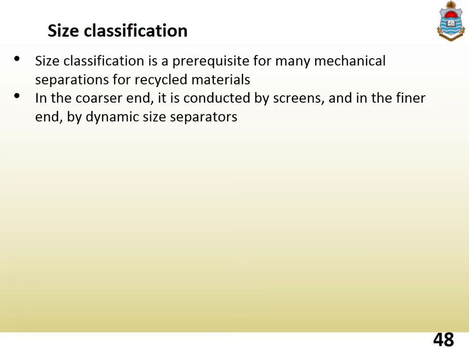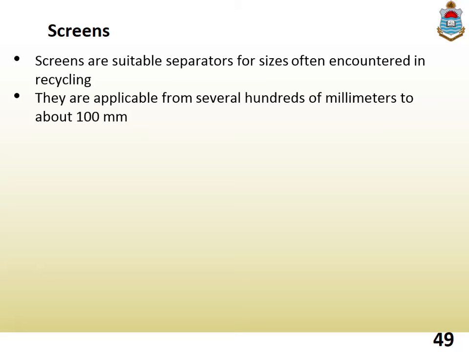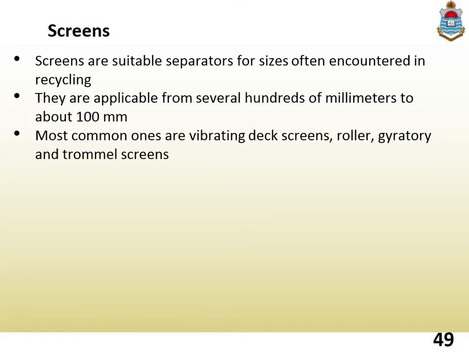For the coarser sizes, mostly screens are good enough, while for the finer particle size we need dynamic size separators. So screens are suitable for most of the operations, most of the sizes incorporated into recycling, and they are good enough for a range from several hundred millimeters up to 100 millimeters. These are some common screens: vibrating deck screens, roller, gyratory and trommel screens.